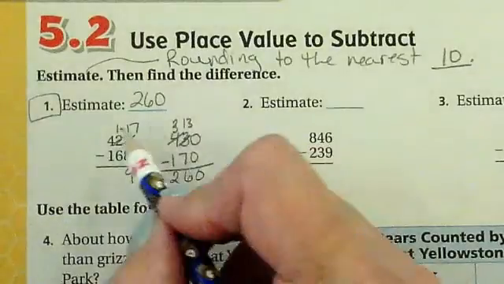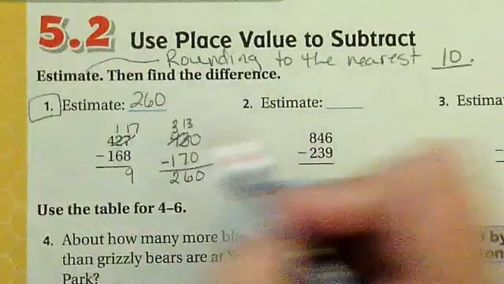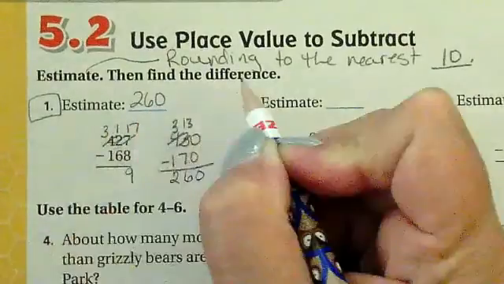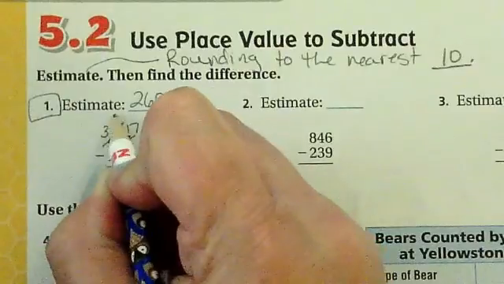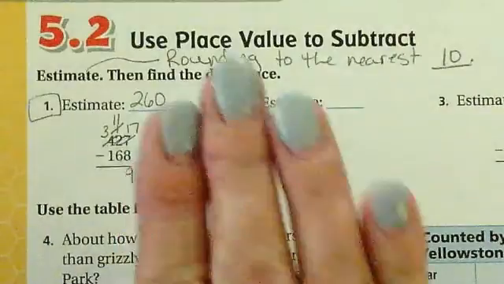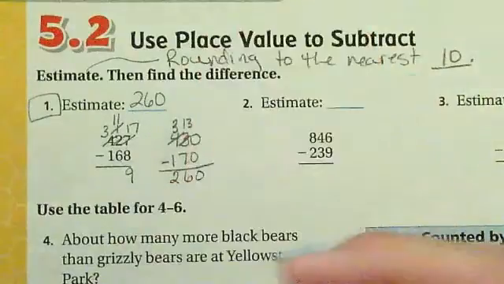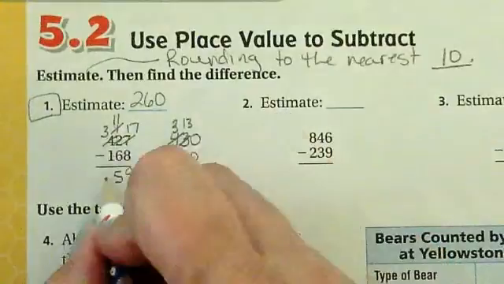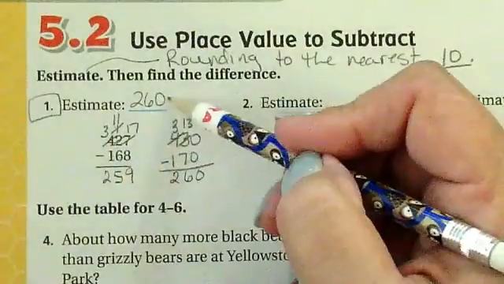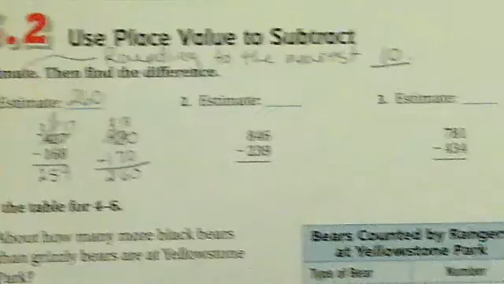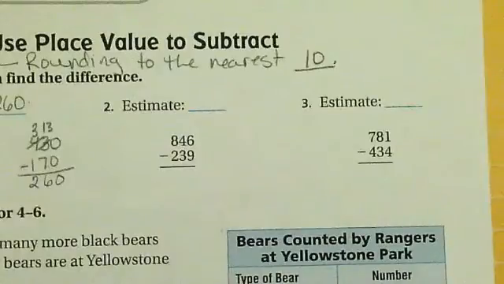How about 1 minus 6? Uh-oh. More on the floor. Go next door and borrow 10 more. So my 4 becomes a 3. My 1 becomes 11. So 11 minus 6. 6, 7, 8, 9, 10, 11. 11 minus 6 is 5. 3 minus 1 is 2. How close was our estimate? Very close, right? All right, do numbers 2 and 3, please, on your own.